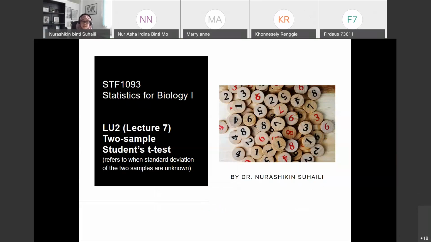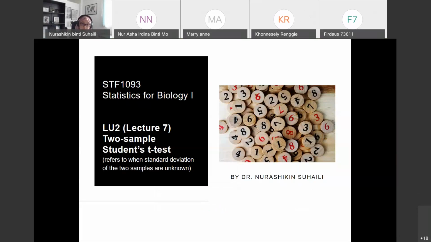Okay, so lecture 7 is about when the standard deviation of the two samples are unknown. Okay, but here the title is two sample t-test, because for unknown standard deviation, we have to use the t distribution, remember?